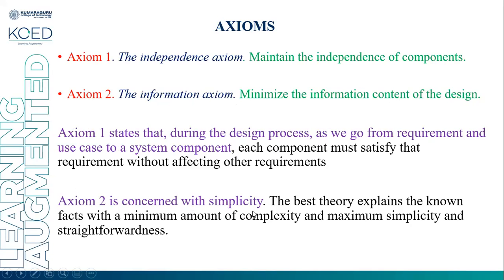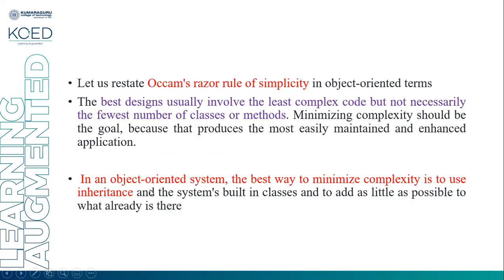Axiom 2 is concerned with simplicity. The best theory explains the known facts with the minimum amount of complexity and the maximum simplicity and straightforwardness. So these two are the axioms. As per Occam's razor rule of simplicity, in object-oriented terms, the best design usually involves the least complex code, but not necessarily the fewest number of classes or methods. Minimizing the complexity should be the goal because that produces the most easily maintained and enhanced application.